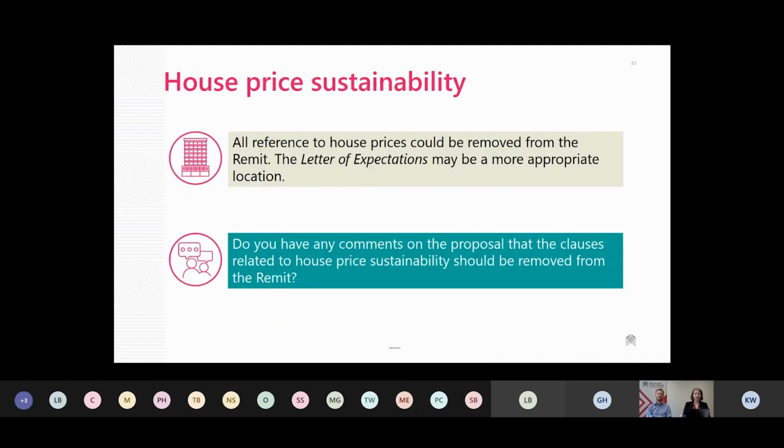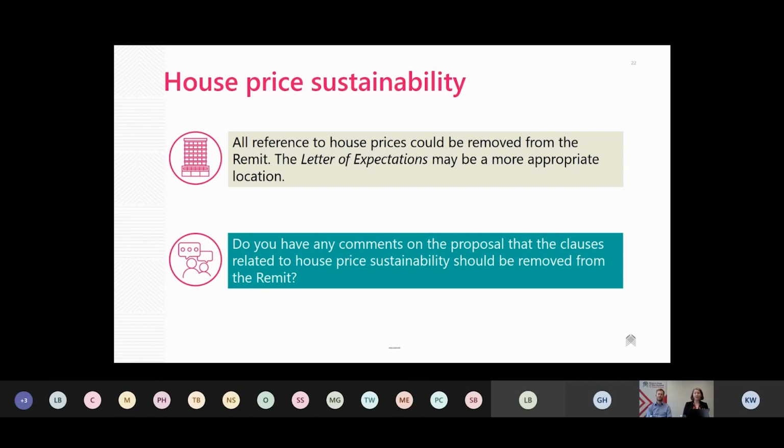So firstly, as you will have seen on the previous slide, the remit requires the Reserve Bank to assess the impact of its policies on house price sustainability. This was an additional consideration that was added to the remit by the government in March 2021. The Reserve Bank's proposal here is that the clause related to assessing house price sustainability should be removed from the remit. This is because, unlike other parts of the remit, it doesn't give the Monetary Policy Committee guidance about how to make monetary policy decisions. Instead, it's guiding them to make an assessment and report on house prices.